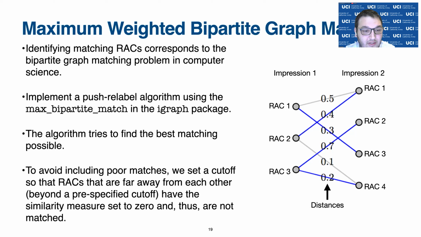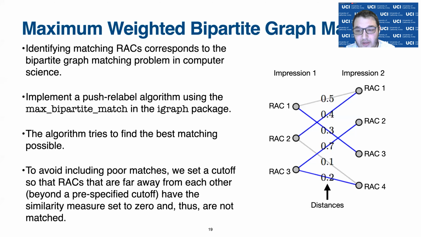They are built using all 4 of the variables that I discussed before. So all variables are considered here. And then the picture on the right is basically just a graphical representation of the matching. So we have impression 1, it has all the racks in it. Just for simplicity, we have 3 racks. And then we have 4 racks that were found in impression 2. Again, these could be the same impression or different impressions based on whatever grouping we're in.